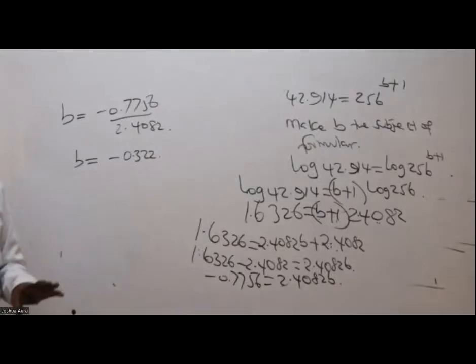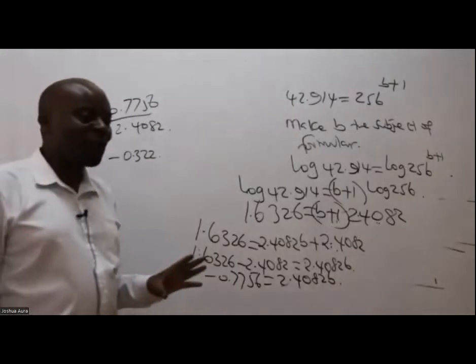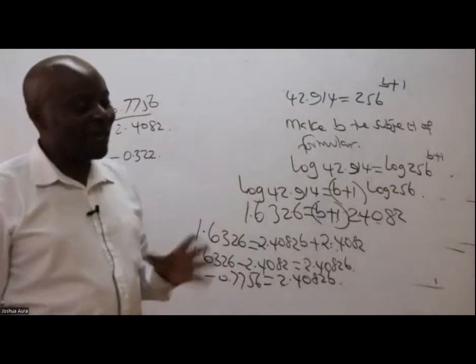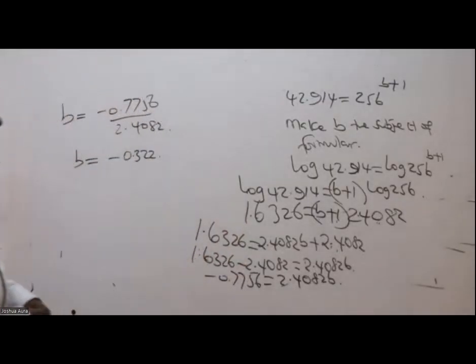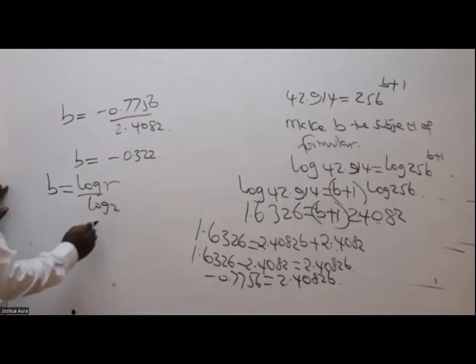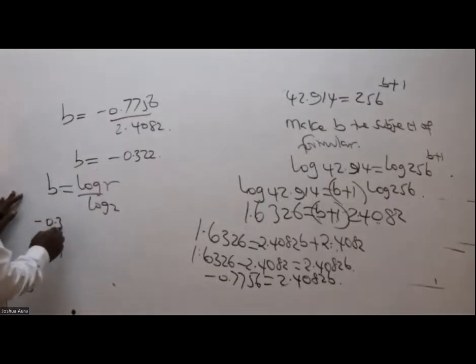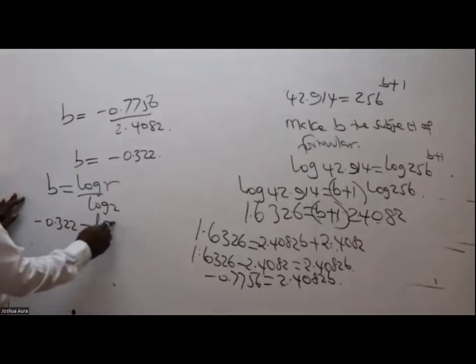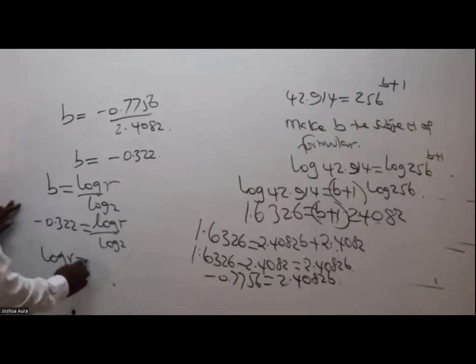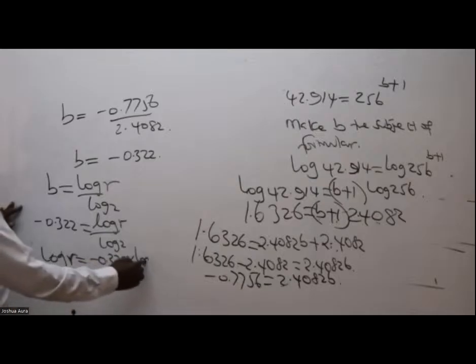Thank you very much, Atieno. When you mentioned the word antilog, I'm able to really plus 1. No. Remember, Eric, to get B, we normally talk of log R over log 2. So this B is minus 0.322 equals log R over log 2, implying that log R will be equal to minus 0.322 times log 2, like that.